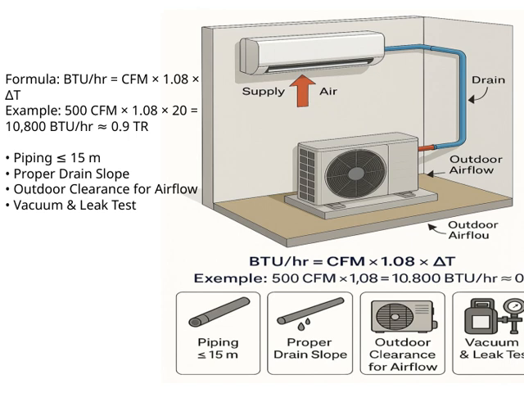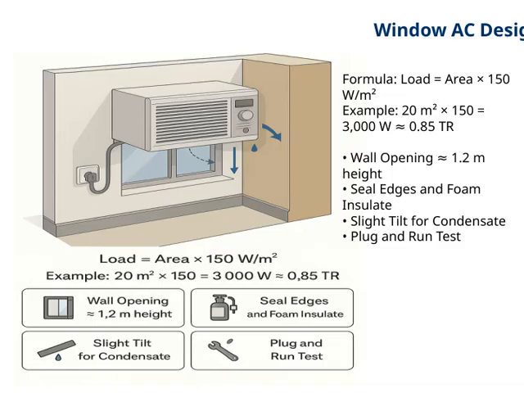Let's talk about the design of a window air conditioner. The key formula here is quite straightforward. Load equals the area of the space multiplied by 150 watts per square meter. For example, if you have a room that's 20 square meters, you multiply 20 by 150, which gives you 3,000 watts, or roughly 0.85 tons of refrigeration.